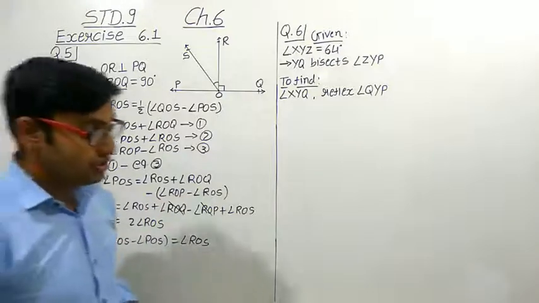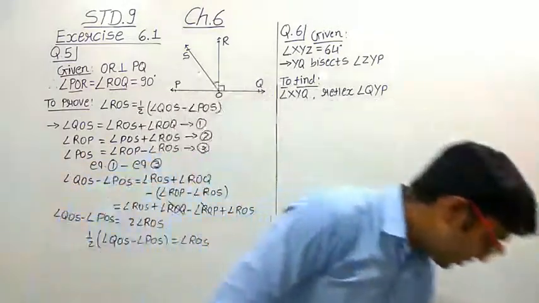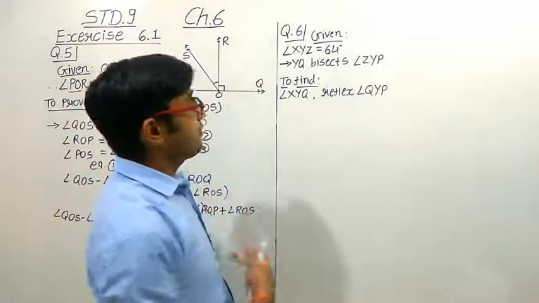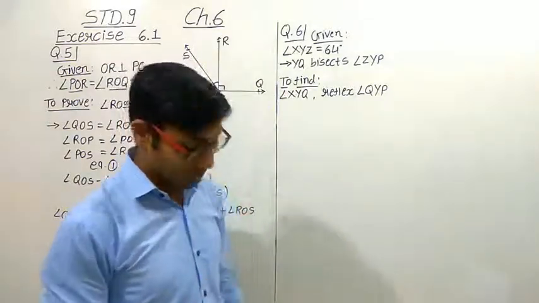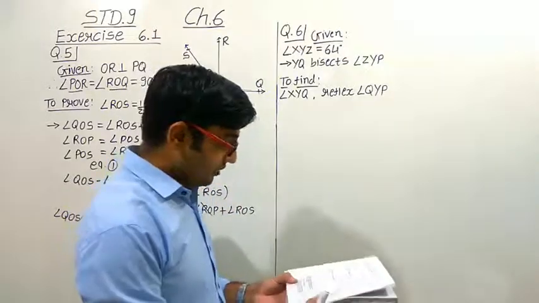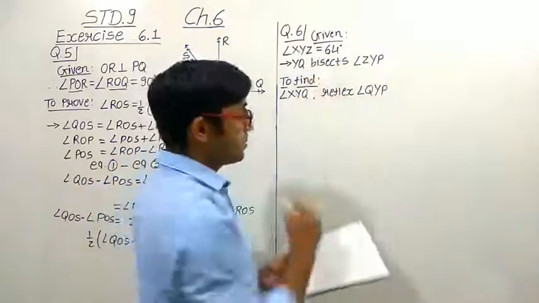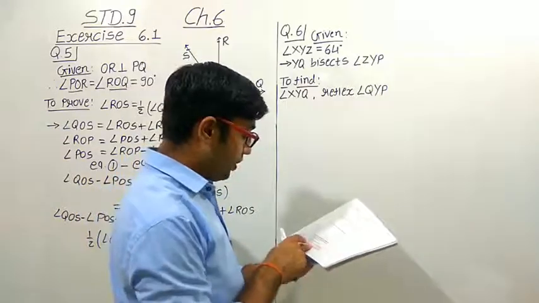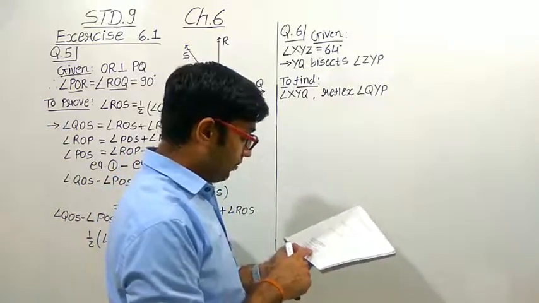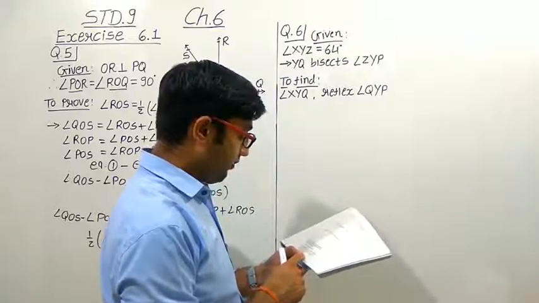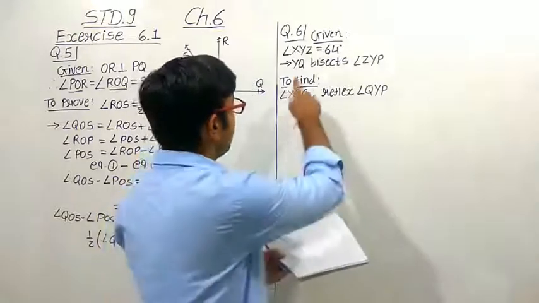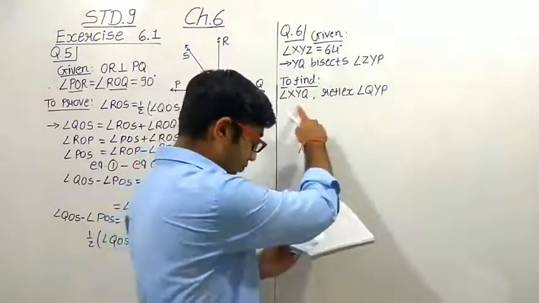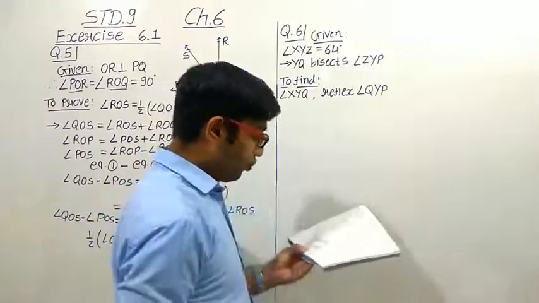Now let us study question number 6. In this question, we do not have the diagram given. From the given information, we have to make the diagram. So see what is given. It is given that angle XYZ is equal to 64 degrees. XY is produced to point P. Draw a figure from the given information. If ray YQ bisects angle ZYP, find angle XYQ and reflex angle QYP.